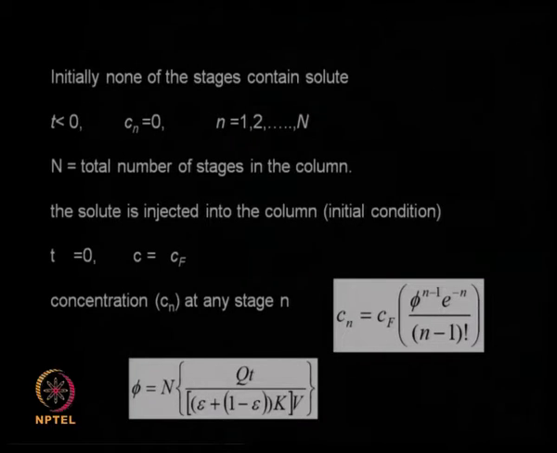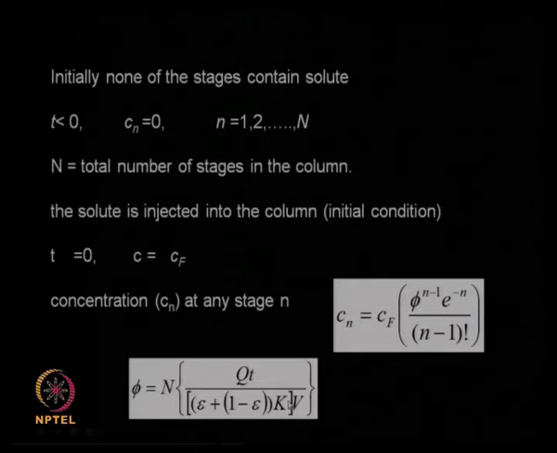So, by using these initial conditions, one can get a relationship for Cn, that is the concentration inside the stage n or the concentration leaving the stage n. This is given by this particular relation, Cn equal to Cf phi raised to the power n minus 1 e to the power minus phi divided by n minus 1 factorial, where phi is given by capital N, the number of stages, Q into T, Q is the flow rate of the continuous phase, divided by epsilon plus 1 minus epsilon k V.